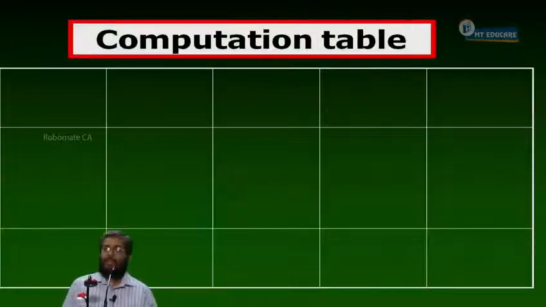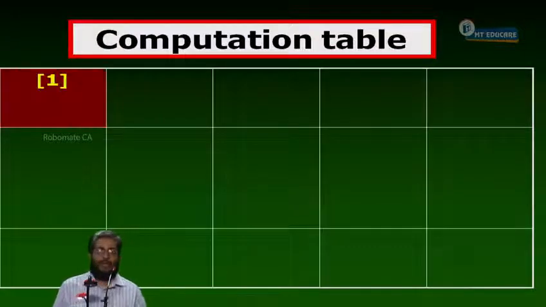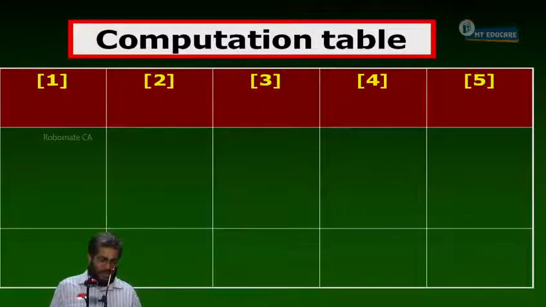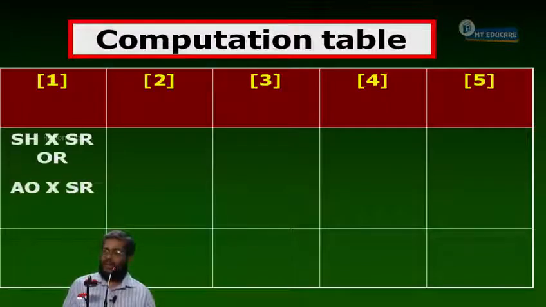Step 2: computation table. You're going to have 5 columns: 1, 2, 3, 4 and 5. Can you start or not? Now, the first column is same as variable overheads. What is the first column here? SH into SR or AO into SR.